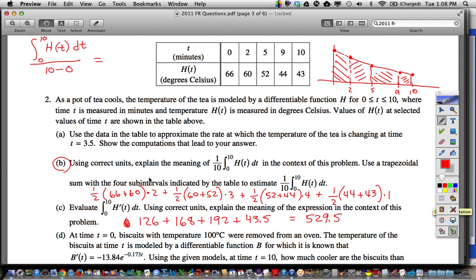Anybody got a number of any kind? What do you got? 52. Okay, 529.5, 52.95, those are both good numbers.